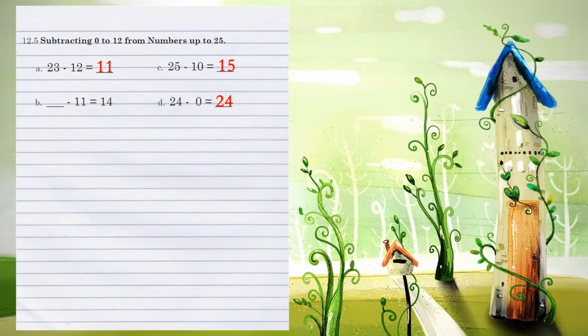Example B. What number are we subtracting 11 from to give us 14? Let's work backwards on this one because we know if we take our answer plus the number we have, that's going to give us our starting number. So let's look at the ones. 4 plus 1 is 5. 1 plus 1 is 2. So we started with 25.